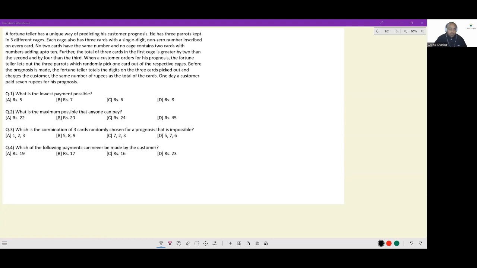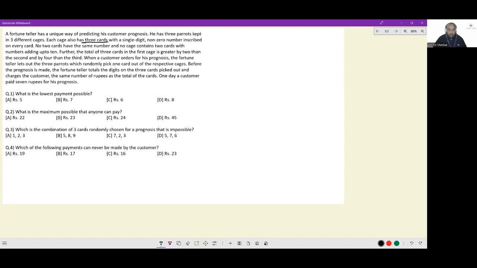Let's look at this question. A fortune teller has a unique way of predicting his customer's prognosis. He has 3 parrots kept in 3 different cages. Each cage also has 3 cards with a single digit, non-zero number inscribed on every card. So there are 9 cards in 3 different cages, and each cage has 3 cards.